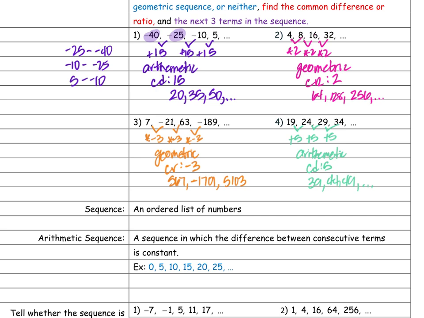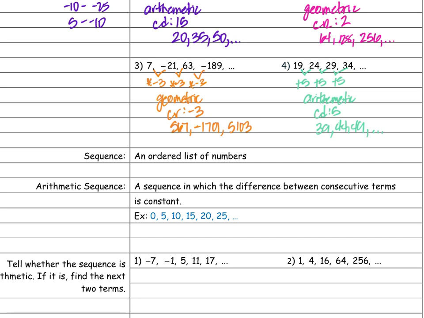A sequence is an ordered list of numbers, which we defined last class, so we just typed it in. An arithmetic sequence is a sequence in which the difference between consecutive terms is constant. So the difference between these terms, here to here, and here to here, they're all the same difference. So they may have a constant interval, which in this case, I'm adding 5 every time, right? From 0 to 5, 5 to 10, 10 to 15, 15 to 20, and 20 to 25. I'm just adding 5 every time. So that's an arithmetic sequence.